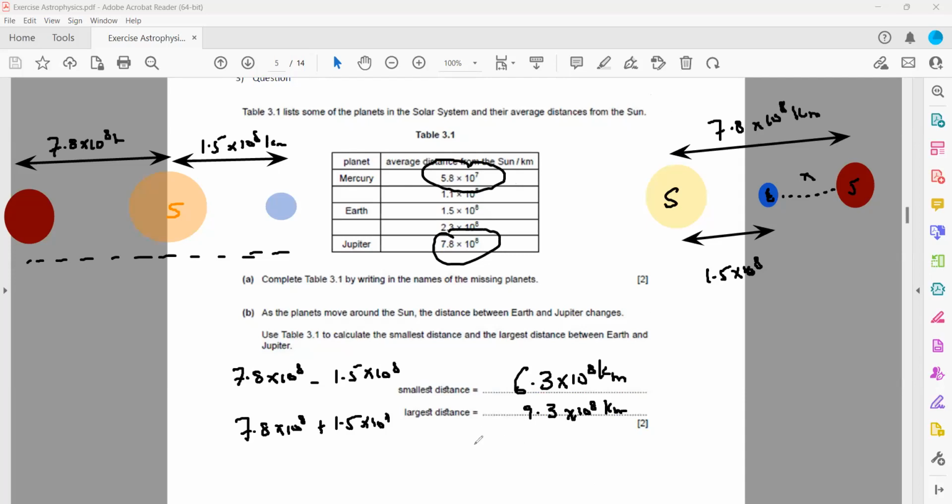Solve in the same manner for finding the distance between the planets. If you need a maximum, you add, and if you need the minimum, you subtract. So for a minimum, smaller distance, we subtract the two distances from the sun, and if you want the maximum, we add.